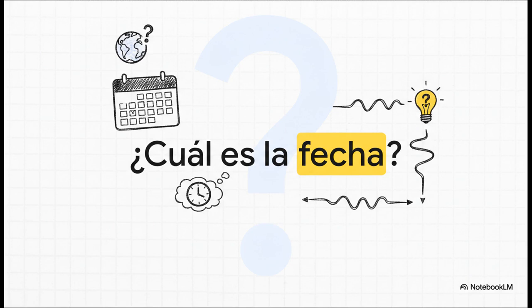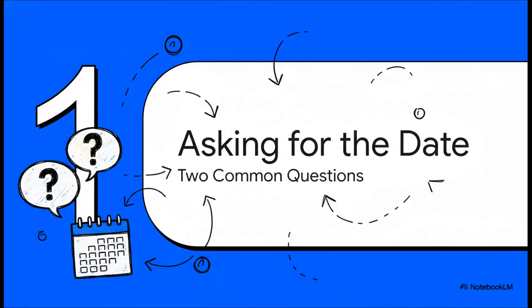Well, the most common way you'll hear it is right here. ¿Cuál es la fecha? This one's pretty straightforward. It's basically a direct translation of what is the date. Simple, and you can use it absolutely anywhere. Of course, just like in English, there's usually more than one way to say something. So let's look at the two most common questions you're likely to hear out in the real world, so you're ready for either of them.